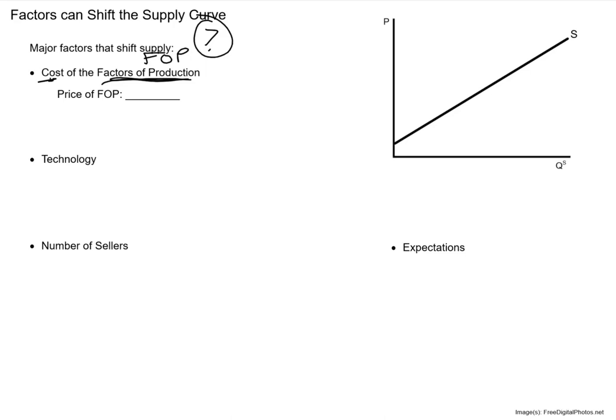I'm using the cost and the price of a factor of production interchangeably, and it's okay for me to use those terms interchangeably right here. We're thinking about how much businesses have to pay for the stuff they use to produce their goods and services. I'm going to assert that there is an inverse relationship between the price of a factor of production and the supply.